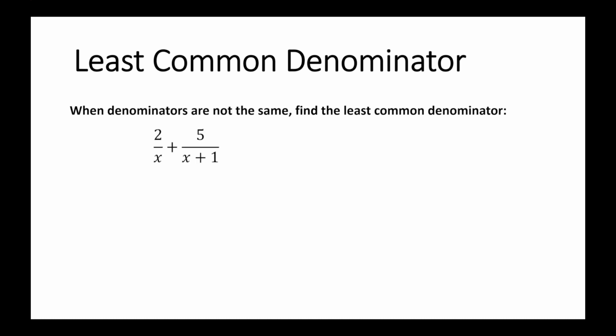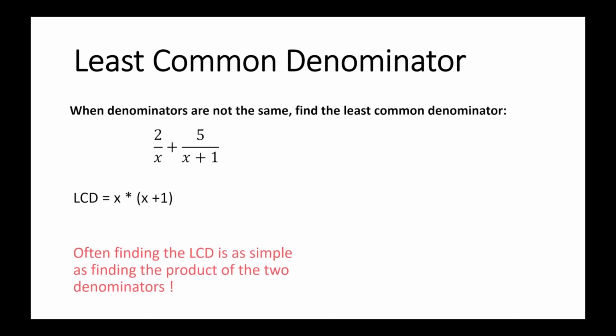In this example here, 2 over x plus 5 over x plus 1, you look to see, well, how can I find something in which I can have the denominators be the same? One of the easiest ways you can do so is just by multiplying the two denominators. So in this case, multiplying x and x plus 1, you don't even necessarily need to distribute out, will give you the least common denominator.